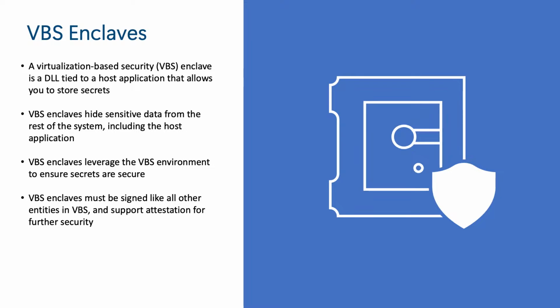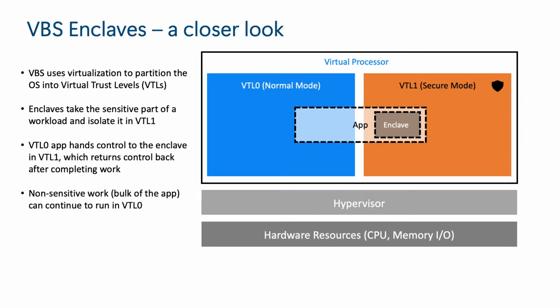What makes a VBS enclave secure is that it leverages the underlying VBS environment, which is the same environment that Windows uses to secure a lot of its key security features today. VBS is an environment that has incredibly high standards for what is allowed to run inside it to ensure security. Enclaves, like all other entities in VBS, must be signed, and they support attestation to further security. Let's take a closer look at VBS enclaves.